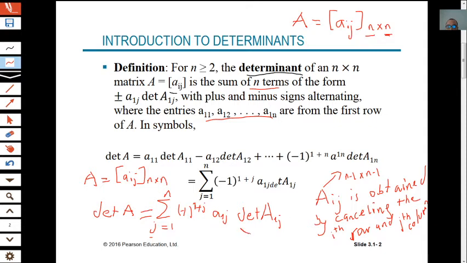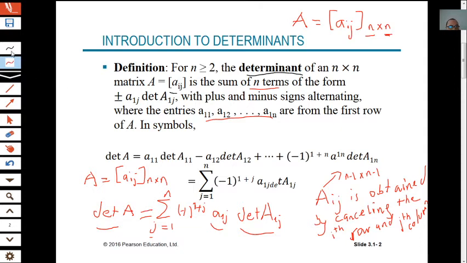We will compute the determinant of this one, and then we multiply this result by the related entry, and also we have minus 1 to the power 1 plus j. This is the general formula for finding the determinant of matrix A.